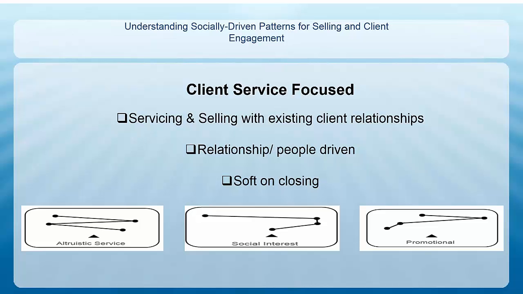So we would want to put these particular patterns, the altruistic, social, and the promotional pattern, in environments where hunting and closing would be less important to their success. Customer service roles, retention roles, even some kinds of retail selling where we want a very soft close and more of a relationship build. So as we begin to think about these things, we can see that these different patterns can be effective in different roles.